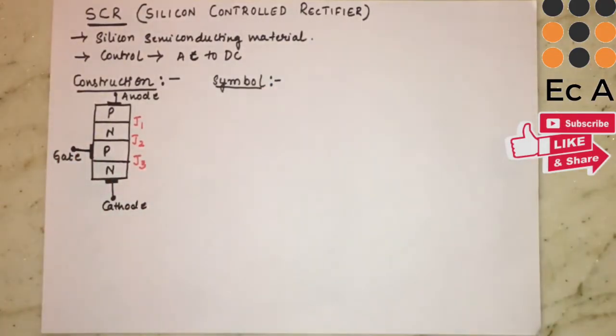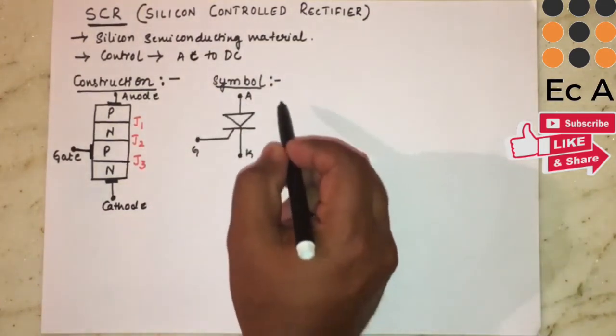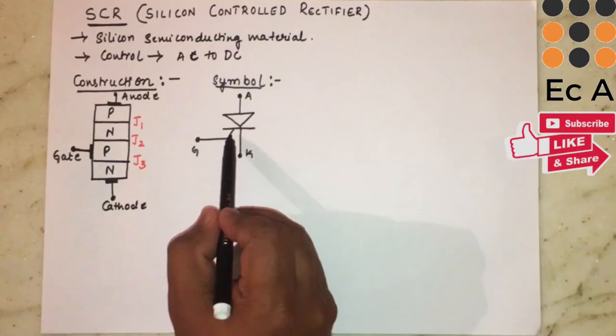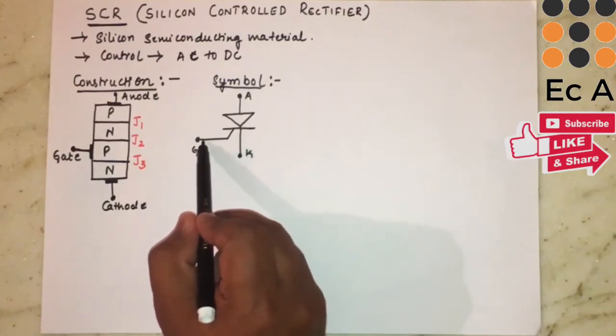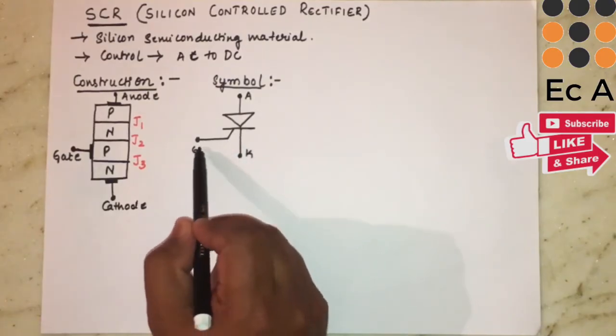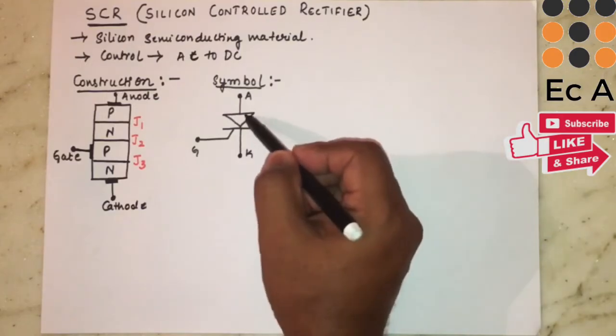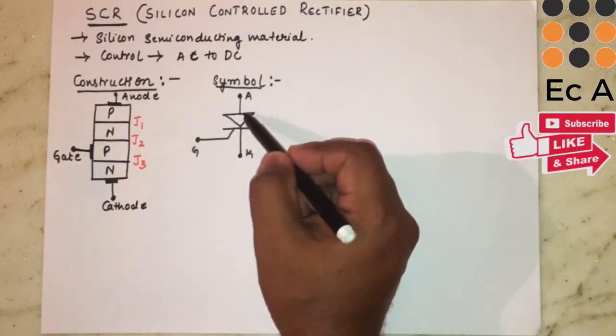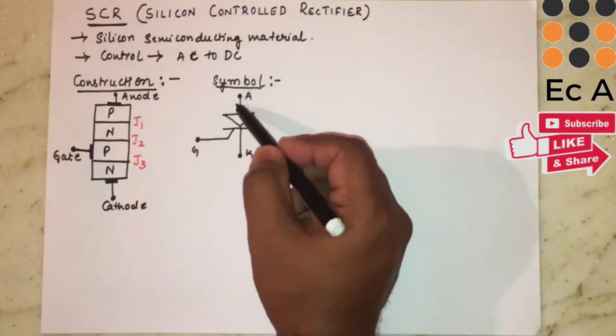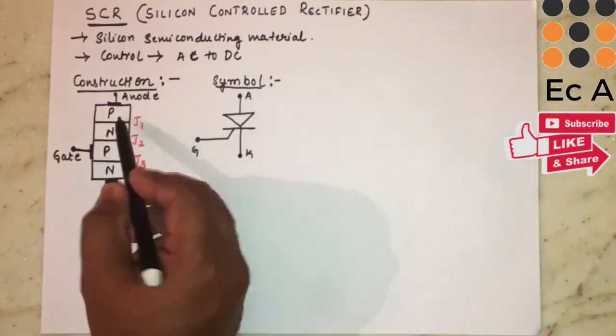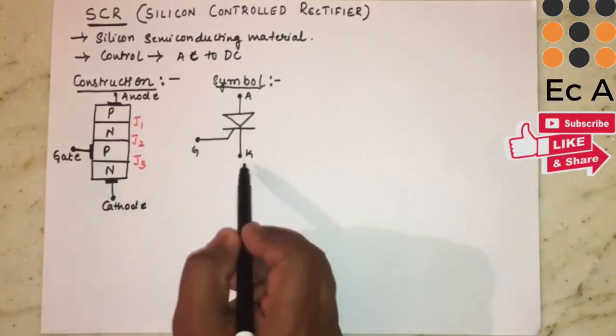Now let us see its symbol. The symbol is similar to the symbol of the diode, but it has one extra terminal, which is the gate terminal, which we have written here. Similar to the normal semiconductor diode, it has an anode terminal towards the P region and a cathode terminal towards the N region.